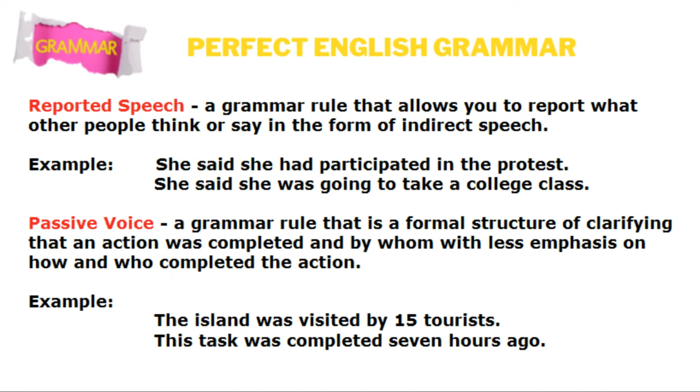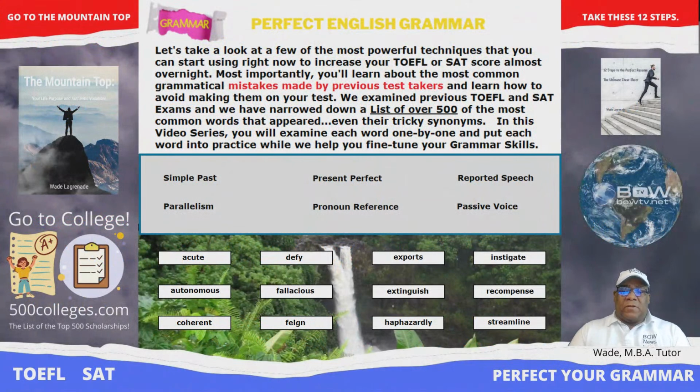Our sixth English grammar rule that we're going to look at today is passive voice. It's a formal structure of clarifying that an action was completed, with less emphasis on how and who completed the action. So, for example: the island was visited by 15 tourists. It clarifies that the action is completed, but there's less emphasis on who actually completed it. Another example: this task was completed 7 hours ago, clarifying the action was completed, but there's less emphasis on how and who actually completed the action.